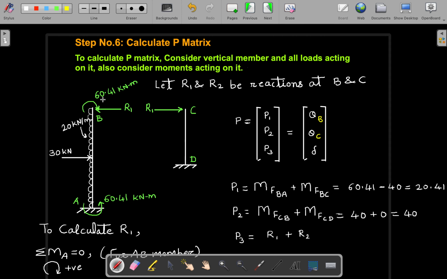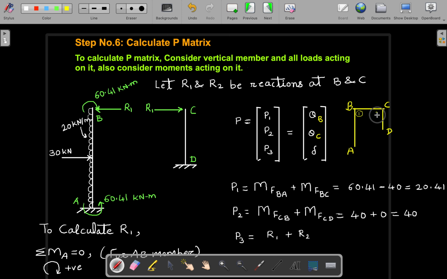What is P1? For this particular point P1, we have to add the fixed end moments MF of BA and MF of BC. Here, if you see A, B, C, D, MF of BA plus MF of BC is our first coordinate, right? So P1 is equal to MF of BA plus MF of BC. Now we have the values. Simply substitute and get the answer.